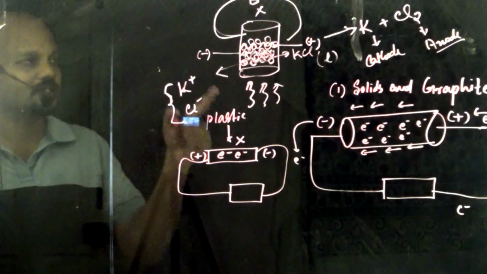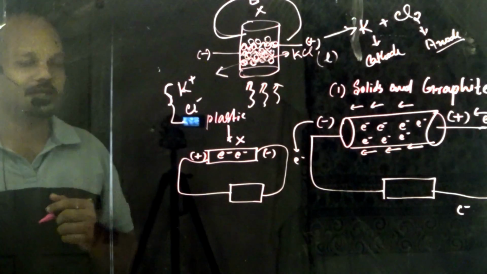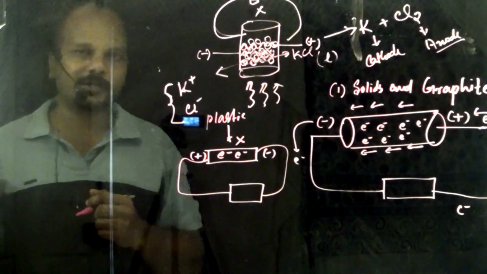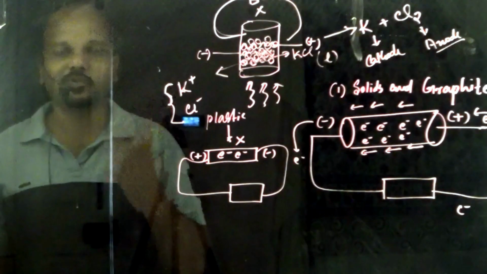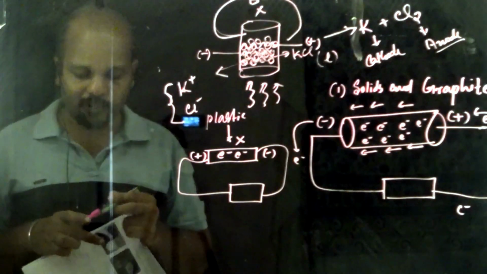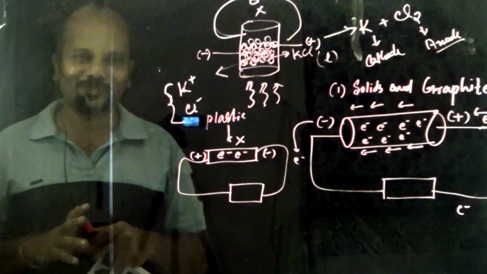And the third aspect is when electricity passes through molten ionic substances, it is going to decompose and release its corresponding products. So this is the reality.